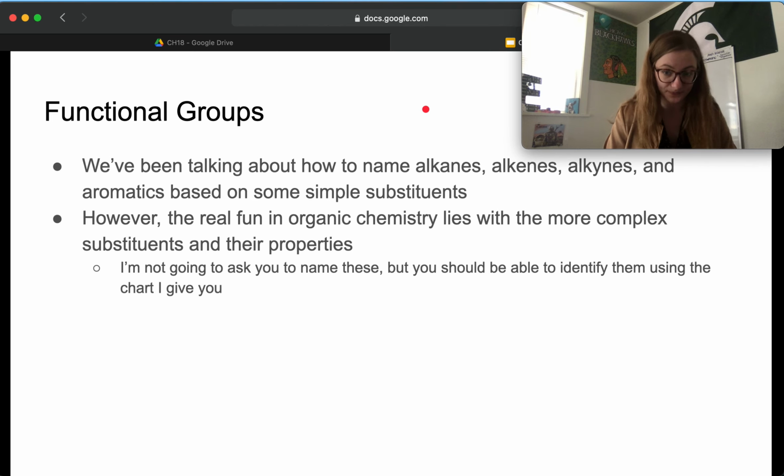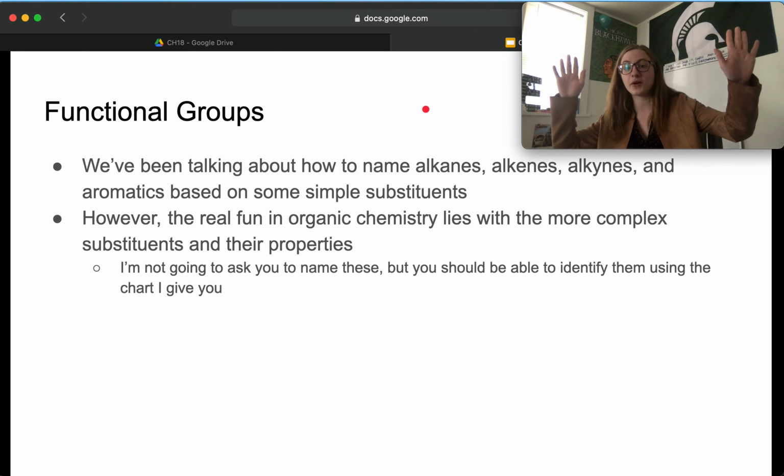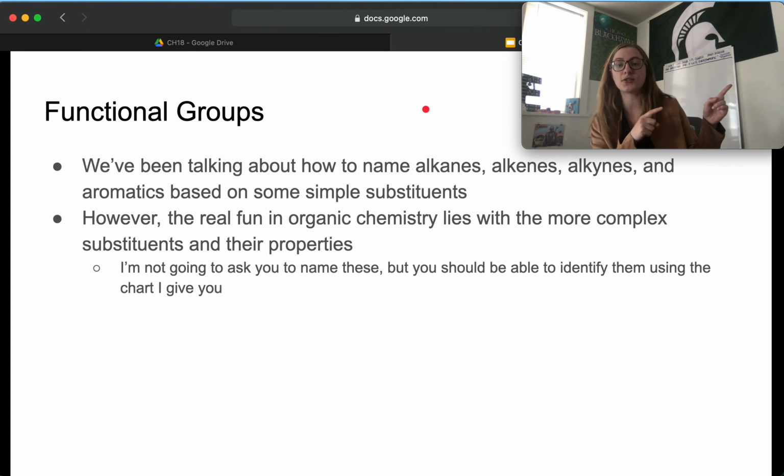That's kind of where I'm going with this. So don't get too worked up. The naming is all in part 2 that you'll need. Again, the book goes into a little bit more detail than we will about this. So I just want you to be able to look at the structure and then look at a list of functional groups and see if you can identify the functional group of that structure.